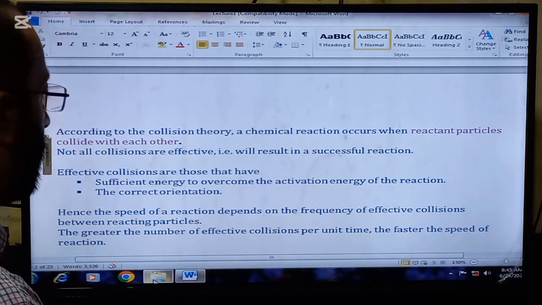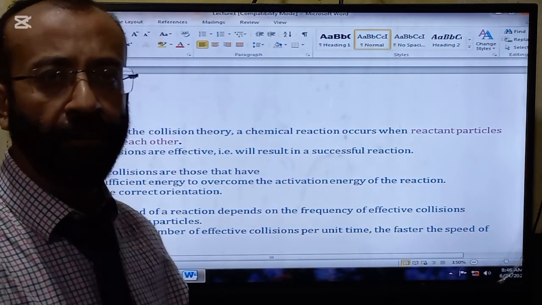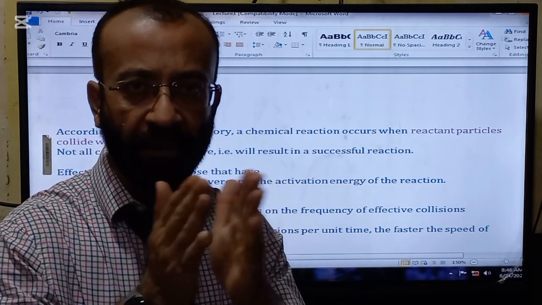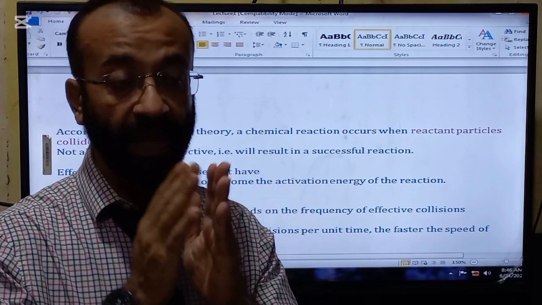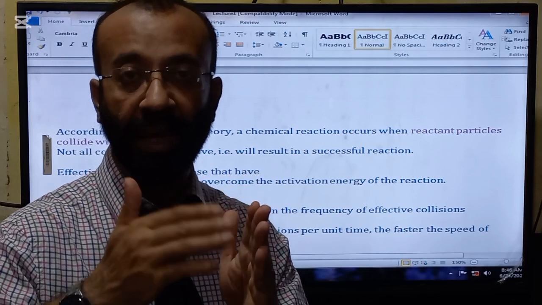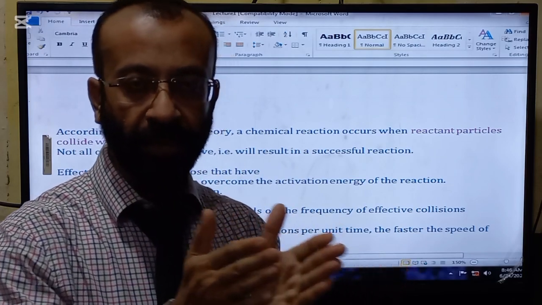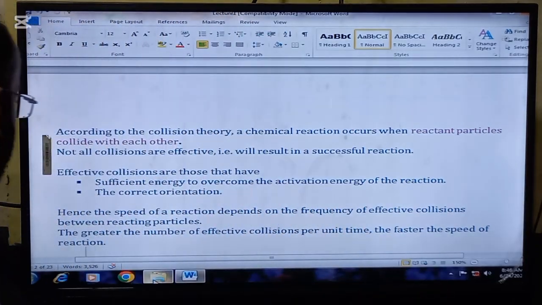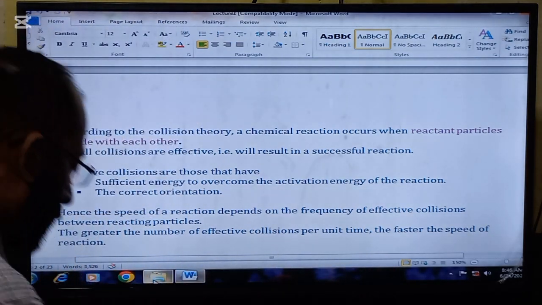So this is a very important thing, students. It depends on the frequency of the effective collision. So you know frequency: if particles are colliding with each other more frequently, frequency is the number of collisions per unit time. If there are more collisions per unit time, it means frequency is more, then the rate of the reaction will be more. And if the frequency is lesser or smaller, then the rate of the reaction will be lesser. The greater the number of effective collisions per unit time, the faster the speed of the reaction.